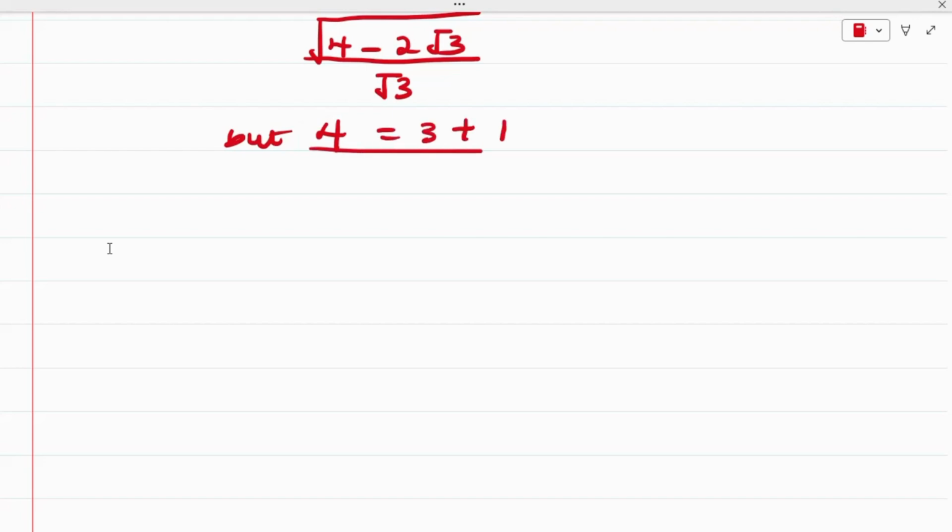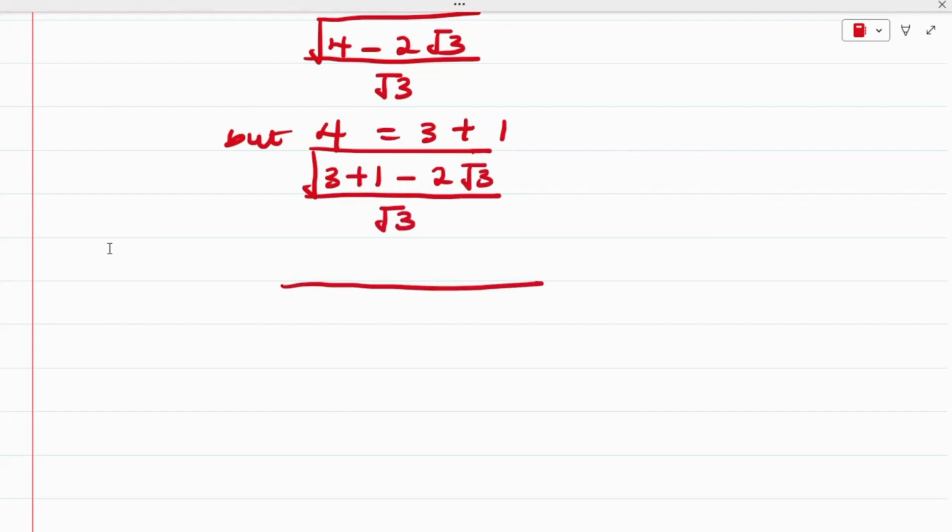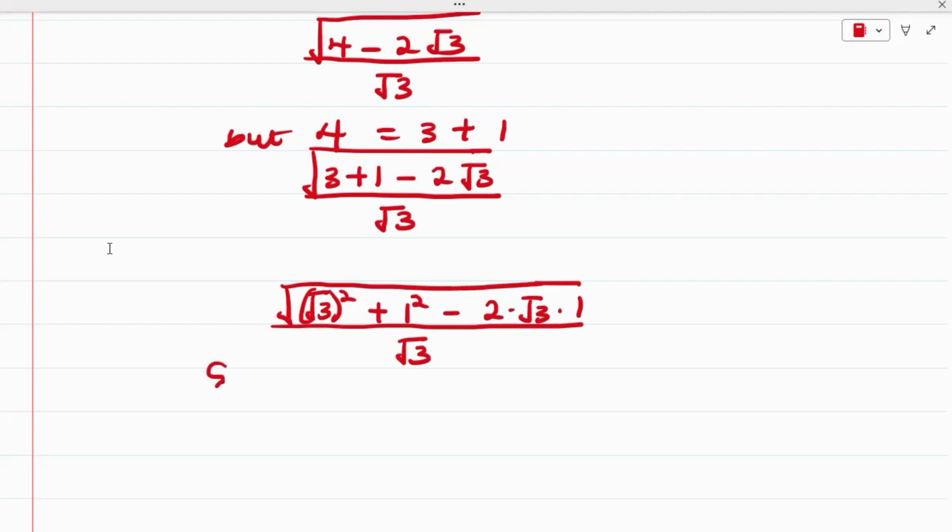But we can easily express 4 to be 3 plus 1. So from here we have the square root of 3 plus 1 minus 2 multiplied by the root of 3, divided by the root of 3. So now the numerator can be expressed as the root of 3 all squared plus 1 squared minus 2 multiplied by the root of 3 multiplied by 1, divided by the square root of 3. But if we have a square plus b square minus 2ab, this is equal to a minus b all squared.